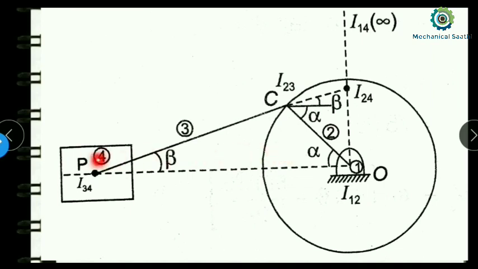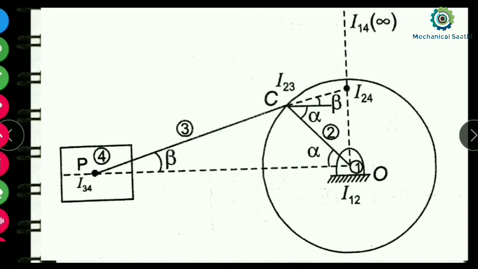Then we cannot get a fixed instantaneous center, so it will be a variable one, and it will be perpendicular to this line somewhere here. So above this we will get our instantaneous center for 1 and 4. So we can say I14 will be at infinity.